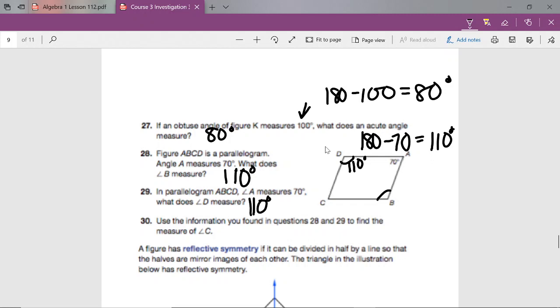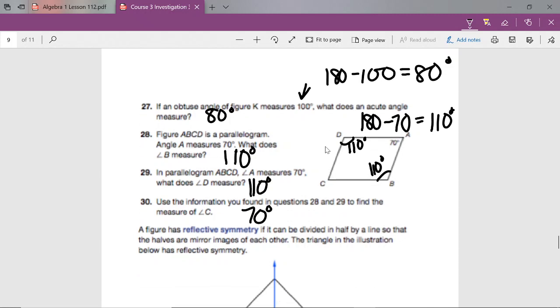And lastly, use the information you found in question 28 and 29. Well, if this is 110, 110, and 70, it has to add up to 360, leaving only 70 degrees left for C, and you can check that out for yourself.